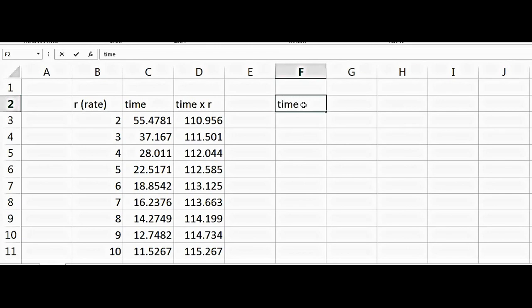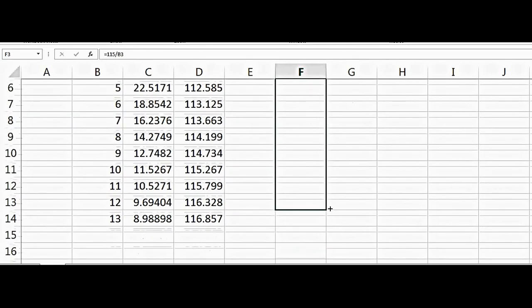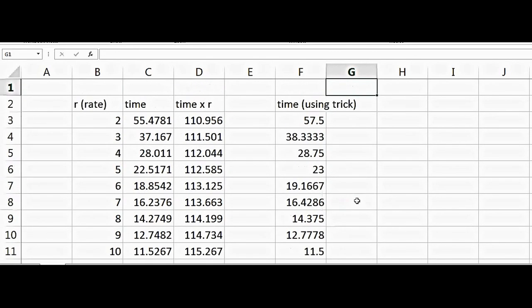So let's see, if we have used the trick, what should be the time? The time using the trick would be like this. We have 115 divided by rate, so that's 57.5 years. If you keep extending it, it's like this. If you compare, for example, for 6% it says 18.85 years, but our trick says 19.16 years. So it is a good approximation. This is very close.